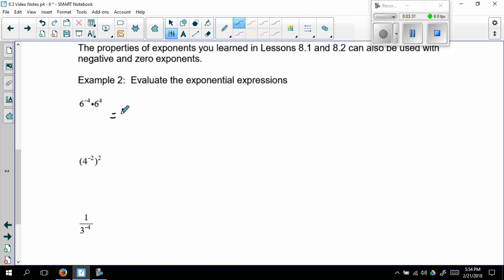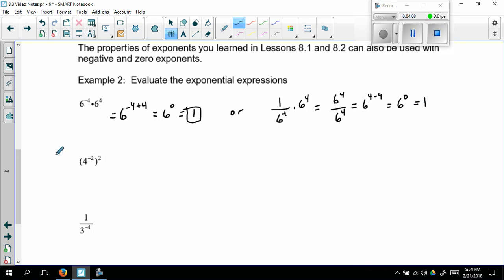So the same base, so I know from before that I could just add these exponents, and I would get 6 to the 0, which is equal to 1. That's one way to do it. Another way to do it is I can use what I know about negative exponents. So I could say 1 over 6 to the 4th times 6 to the 4th. Multiplying fractions, that's just 6 to the 4th over 6 to the 4th. I should know right there that that's equal to 1 because the numerator and denominator are the same. If I don't, I could keep using my exponent rules and subtract, and sure enough, I still get 1.